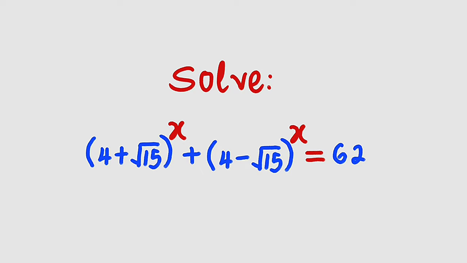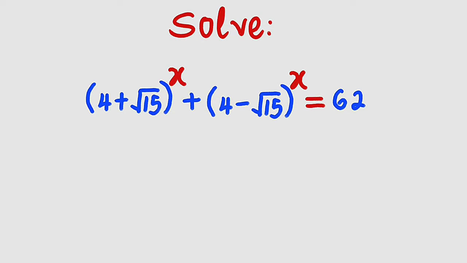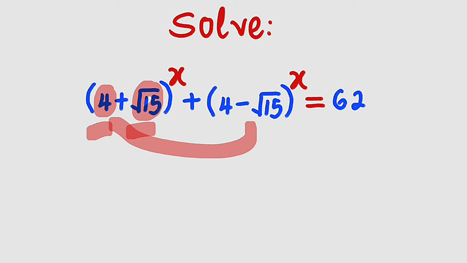Alright, let's get started. First of all, you should know that 4 − √15 is just the reciprocal of 4 + √15. And how can you determine that? If you square 4, you get 16. If you square √15, you get 15. And therefore, 16 − 15 is equal to 1. So whenever you have this situation, the two terms are said to be reciprocals of each other.